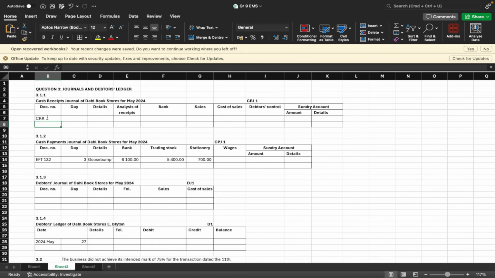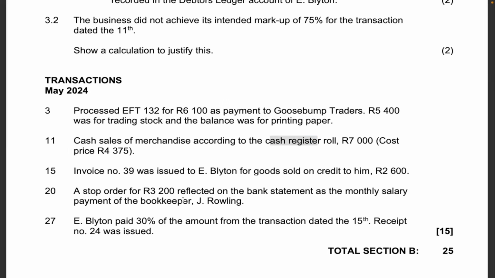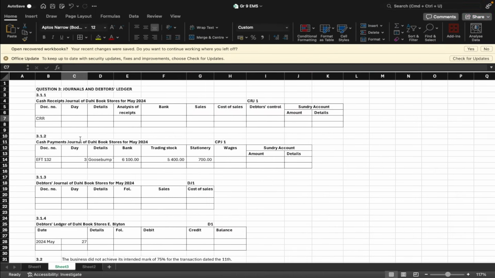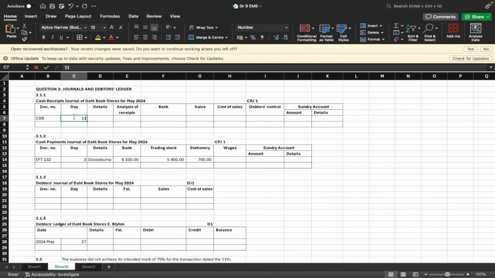Okay, and then which day was it? Well, let's go back. It's the 11th, as you can see here. And who are we receiving the money from? As you can see, we're not given the name of the person who paid us or the name of the entity which paid us. It was just cash sales in general. Okay, so we may have sold to 10 customers or 100 customers, and this is what was registered in the cash register roll. Okay, so what do you usually call it whenever it's a cash sale? Well, you're just going to write the cash sales, okay, or cash, whichever one it is. So I'm going to put the 11th and I'm going to call it cash sales. Okay, or you can just put sales there, it's also fine.